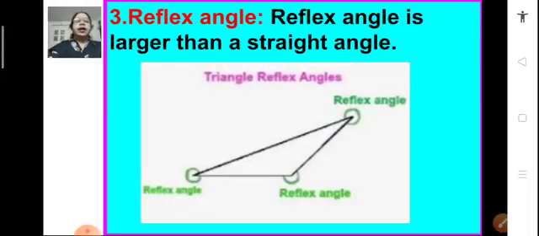Now, what is a reflex angle? A reflex angle is larger than a straight angle. That means its measure is more than 180 degrees.